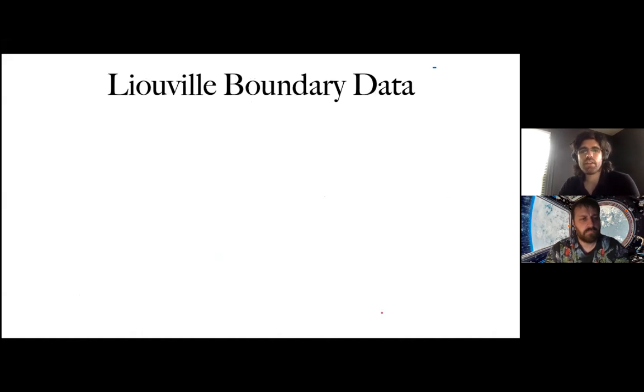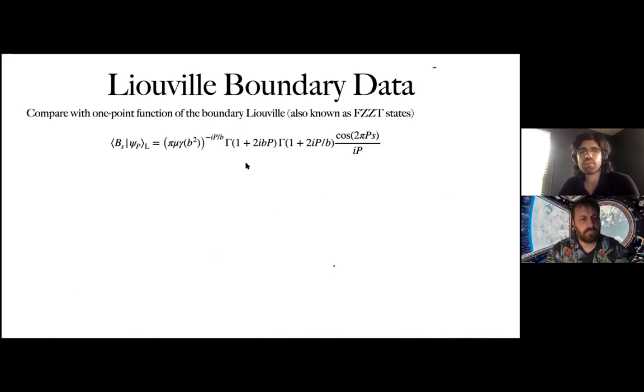Now, the Liouville boundary data is very well known. It has been bootstrapped by Fateev, Zamolodchikov, and in a different paper by Teschner. And in that case, the disk one-point function is given by this expression, which is exact. It has been bootstrapped, so it's valid for any value of b. S here is a parameter associated to the boundary, related to the boundary cosmological constant.